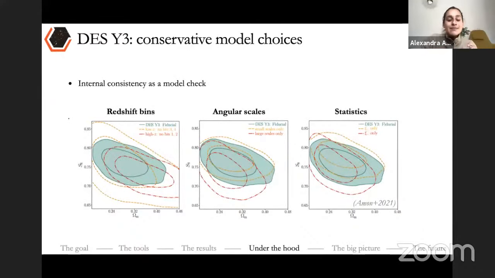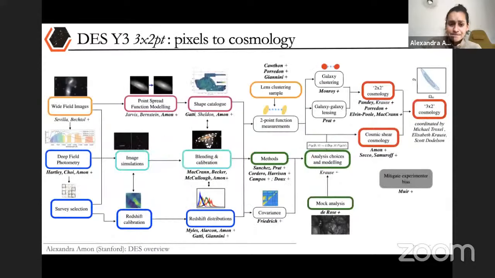One of the tests that I wanted to flag here that we did in my paper is a nice internal consistency check for your model. You can not only do robustness tests with alternative models, but look at the internal consistency of subsets of your data. So for example, do I get consistent results in high redshift and low redshift cosmic shear, or small scales and large scales? And what we found is that all of these tests passed the criteria that we set, and we found consistent cosmology for the cosmic shear.